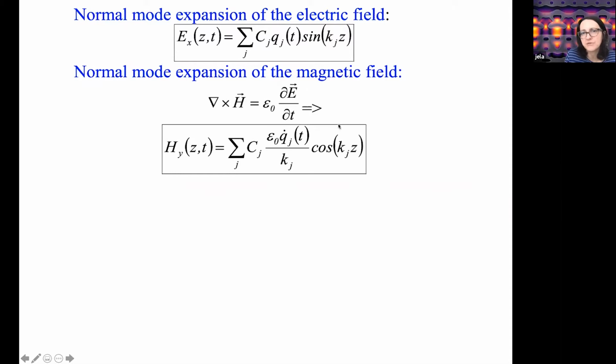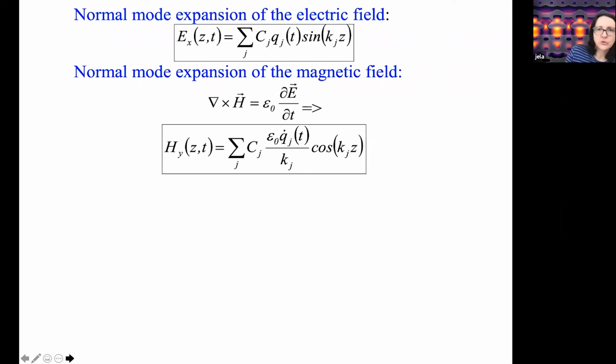You can do exactly the same thing for the magnetic field, but you can also just write that your magnetic field, from Maxwell's equations, is proportional to the electric field via the curl equations. And then you will find that the magnetic field would have to be oriented in the orthogonal direction relative to the electric field. And the expansion would be given here. So if the electric field follows the spatial pattern of sine kz, then the magnetic field would follow cosine kz. If the electric field has time dependence of q_j of t, which is sine of omega t, then the magnetic field would be cosine of omega t, which we label as the time derivative of q_j of t, okay?